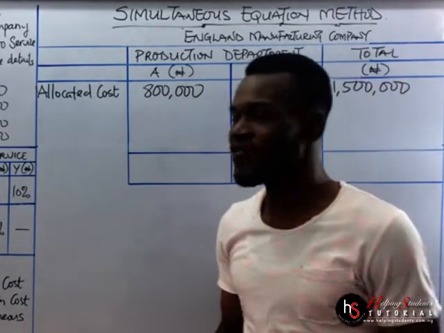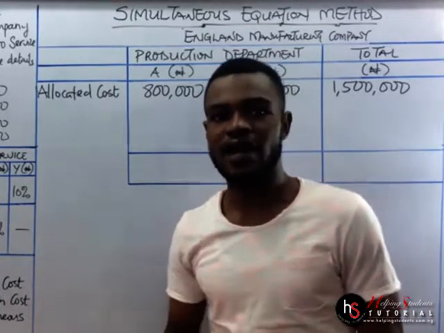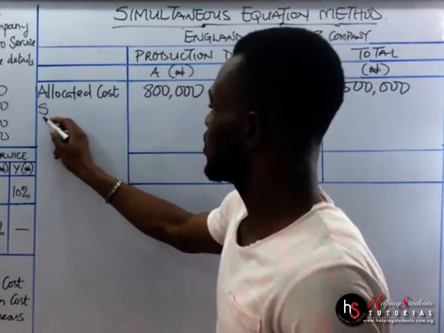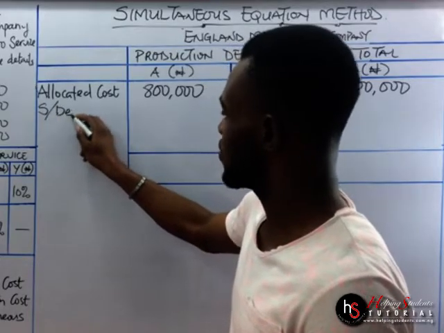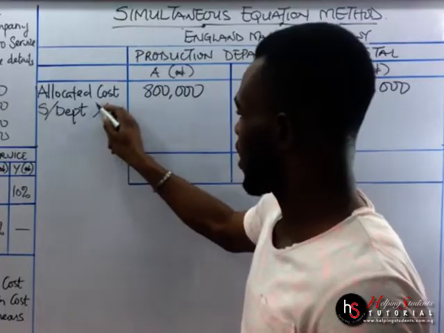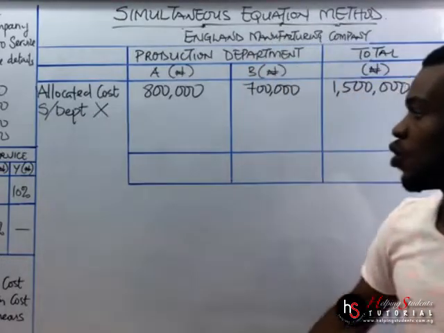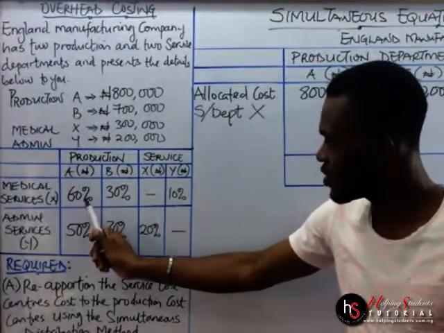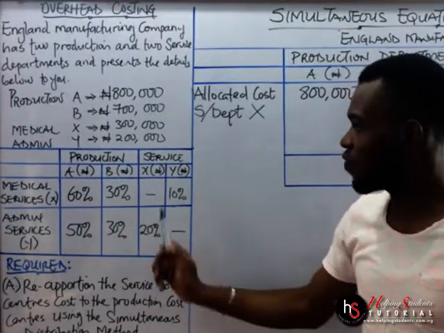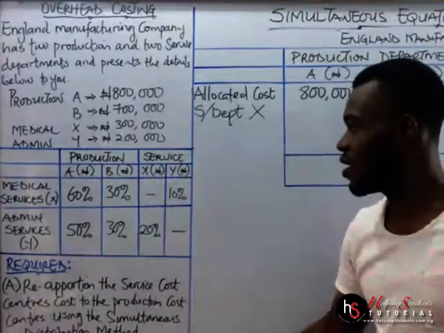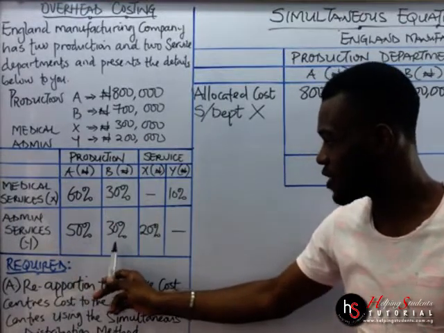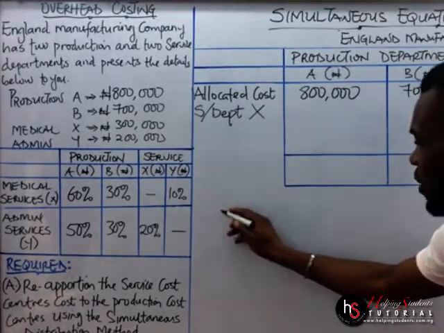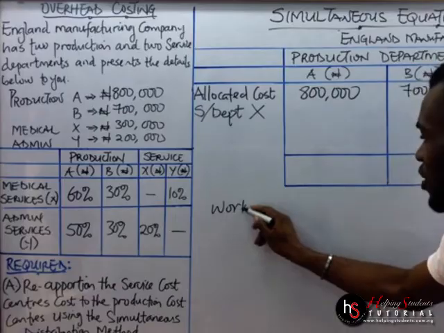Okay? Now, what is the next thing we'll consider here? So we're going to treat service department X, okay, and service department Y, one after the other. So we have service department X, okay. Now we are going to show a workings for this because we are going to absorb this value. Remember, we have 60%, 30% for production department A and B, then for 50% and 30%. So this is the way we are going to solve it. We'll come down a little. We'll have workings.